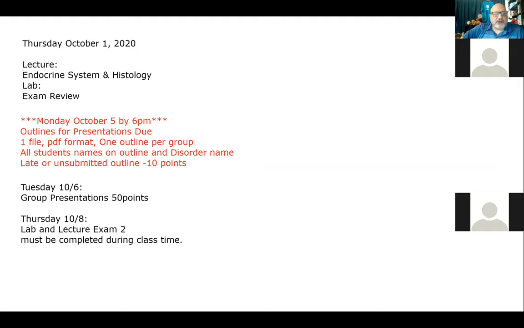Leading up to then your lab and lecture exam on Thursday. And again, you know the format of that, exact same format as the last one. Using Proctorio, you can complete them in either order that you want, lab first, then lecture, or lecture first, then lab, but they must be completed between 12 and 4:35 p.m. All right, questions on any of that?